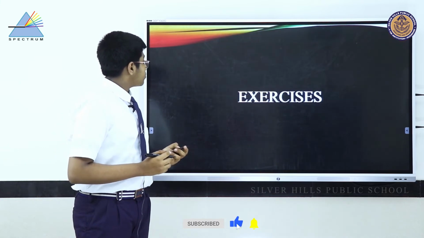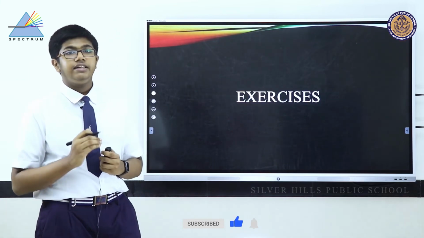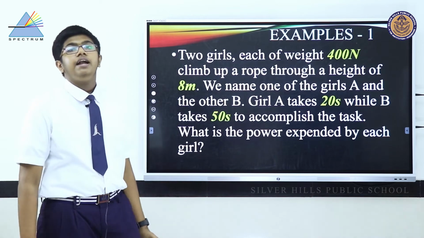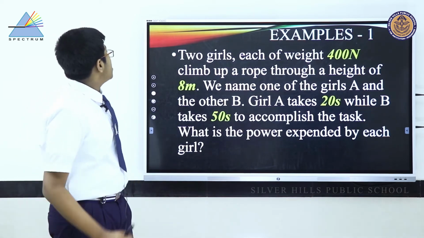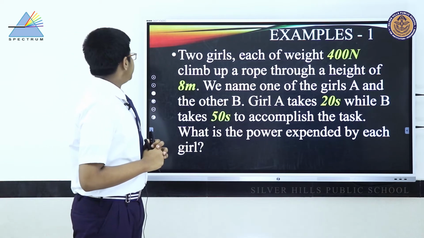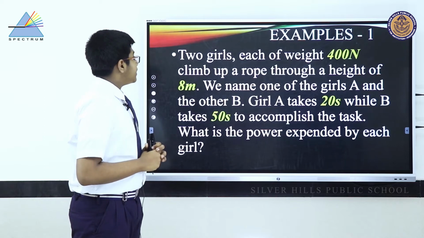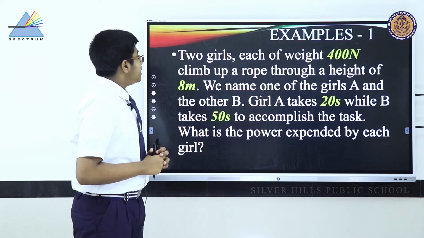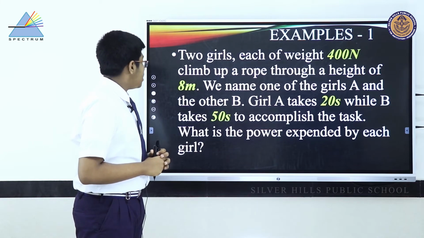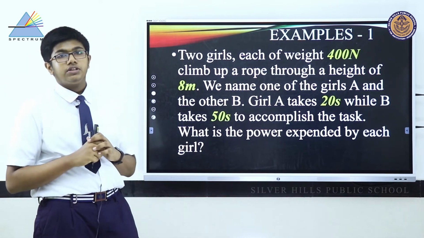Now let us move on to the exercises given in our textbook itself. This is exercise number 1, which is example 11.7 in our textbook. Two girls, each of weight 400 Newton, climb up a rope through a height of 8 meter. We name one of the girls A and the other B. Girl A takes 20 seconds while girl B takes 50 seconds to accomplish the task. What is the power expended by both the girls?